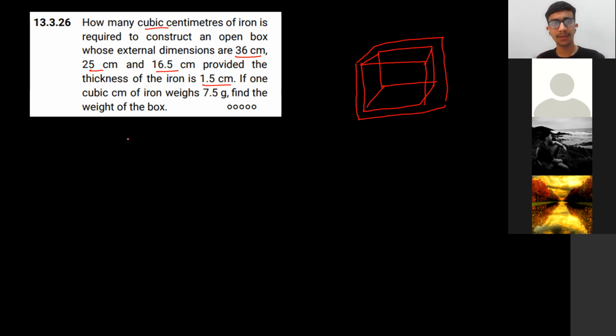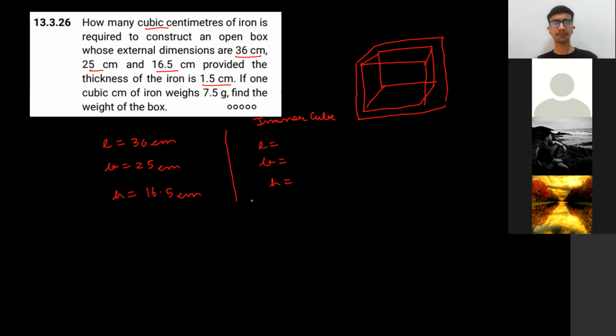Now the external dimensions are given to us. That means the length is 36 centimeters, the breadth is 25 centimeters, and the height is 16.5 centimeters. So these are the dimensions of the outer cube. Can anyone tell me what will be the dimension of the inner cube? The value of length, breadth, and height for the inner cube? 33, 22, 13.5.